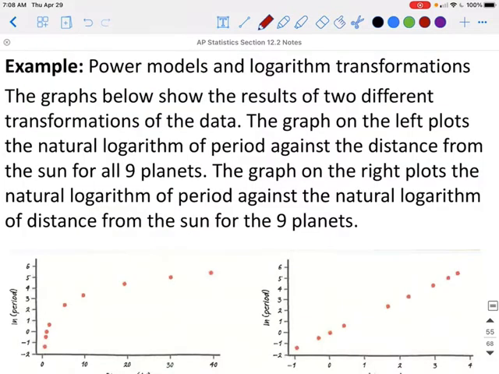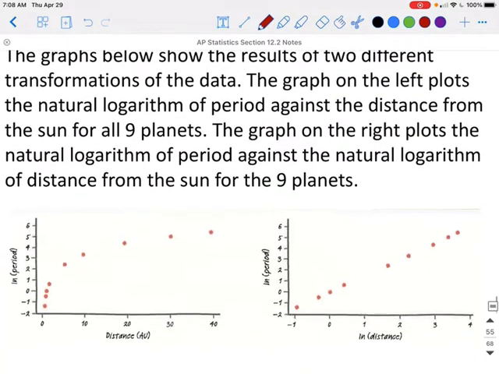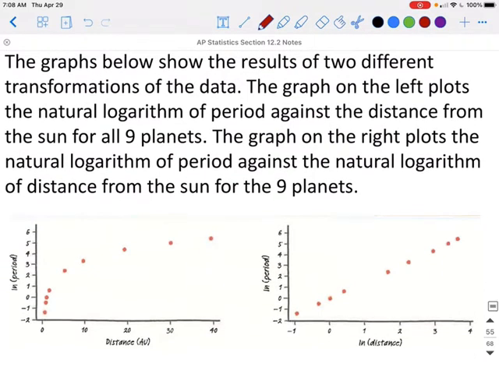The graph below shows the results of 2 different transformations of the data. The graph on the left plots the natural log of the period against the distance from the Sun for all 9 planets, and the graph on the right plots the natural logarithm of the period against the natural logarithm of the distance from the Sun for the 9 planets. And as you can see, the graph on the right is the one that is going to make this linear.